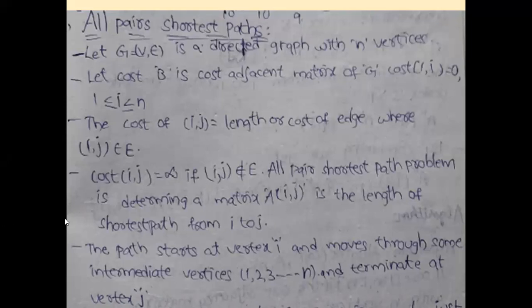So the all-pairs shortest path problem is determining a matrix A where A of i comma j is the length of the shortest path from i to j. The shortest path starts at vertex i, goes through intermediate vertices 1, 2, 3, 4 up to n, and terminates at vertex j. The intermediate vertex must be 1 or 2 or 3 or 4 or 5 up to n. Suppose the graph has n vertices, the shortest path goes through up to n vertices.